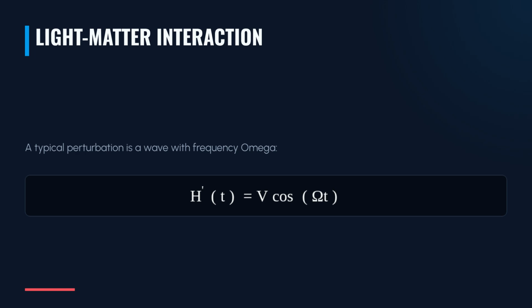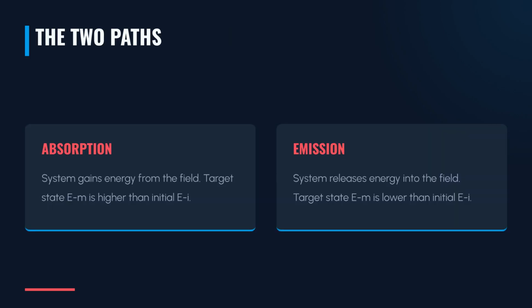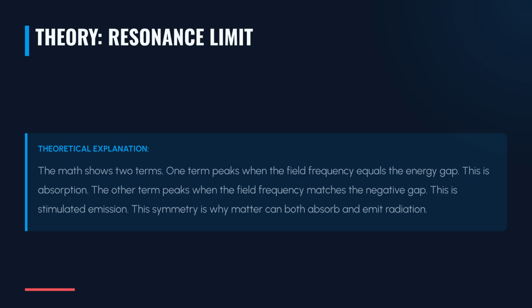Light-matter interaction often involves a typical perturbation, which is a wave oscillating at a frequency, omega. The two paths of interaction are absorption, where the system gains energy and moves to a higher state, and emission, where the system releases energy and moves to a lower state. The mathematics reveals two resonant terms, one for absorption, peaking when the field frequency equals the energy gap, and one for stimulated emission, peaking at the negative gap. This explains the symmetry of light-matter interaction.